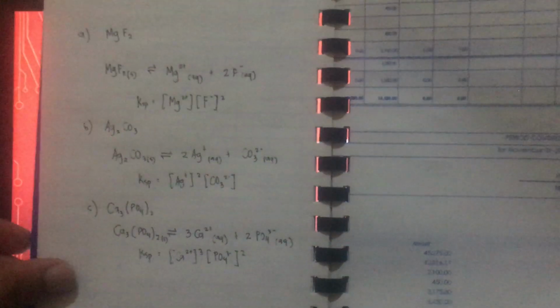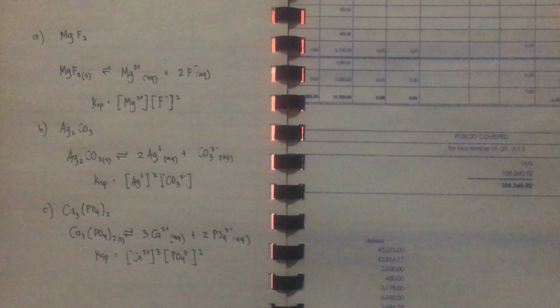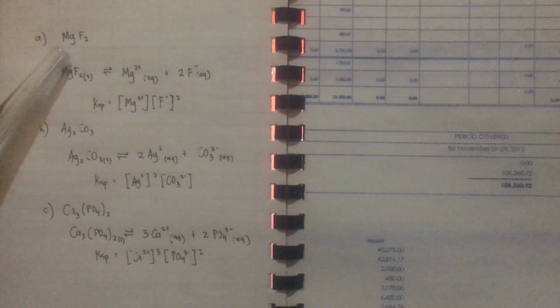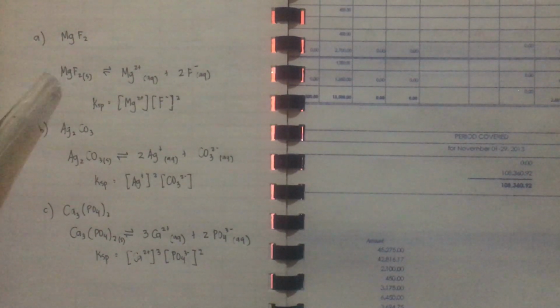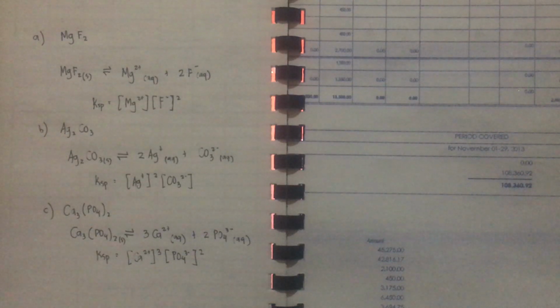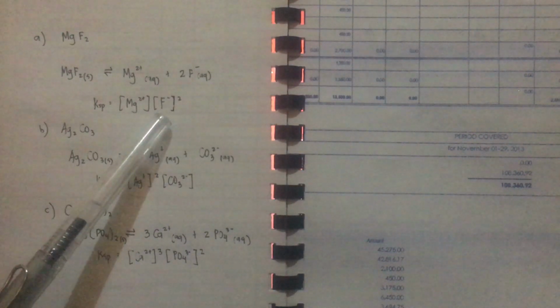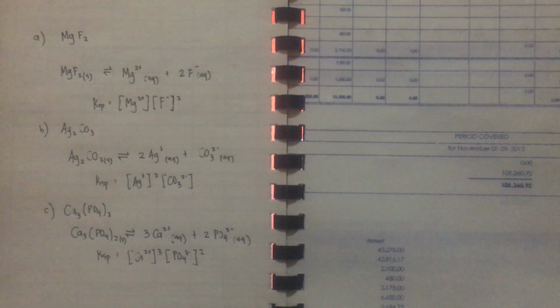Okay, so let's have this. For magnesium fluoride, I have given you the names, so that means you have to first make it into its chemical formula before proceeding with the reaction, then finding the KSP. So magnesium fluoride is MgF2. If MgF2 is dissolved in water, it will form Mg2+ and 2 fluoride ions. So the KSP is the concentration of magnesium ions times the square of the fluoride ion concentration.